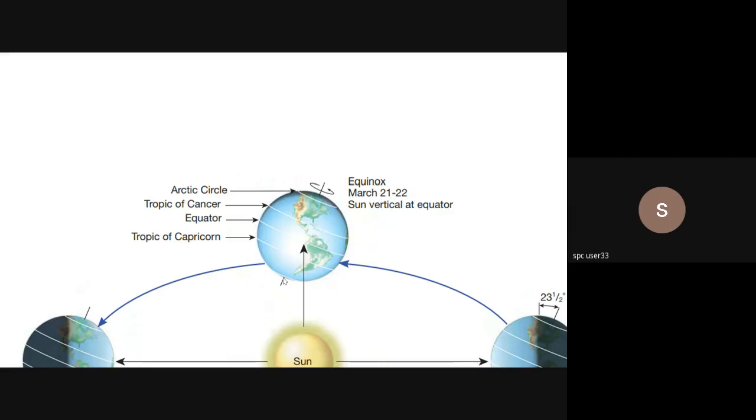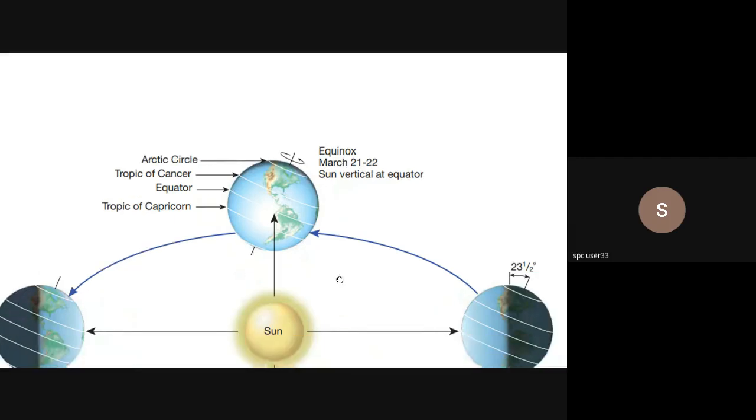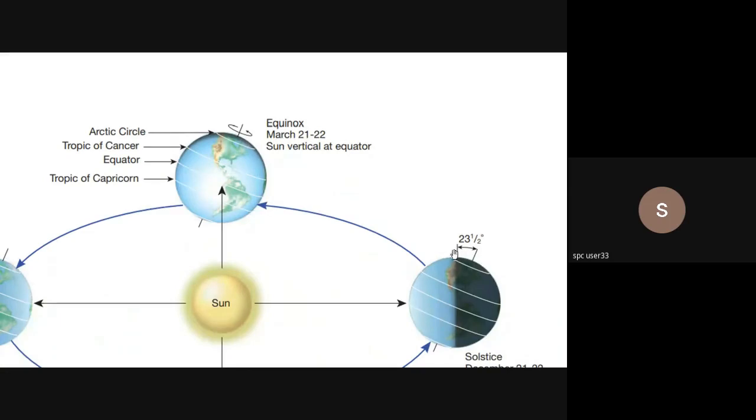Presently, this axis is 23.5 degrees. But let me tell you that climate change evidences have shown that it can fall down to 22 degrees. It can increase to 24 degrees. Presently, it is 23.5 degrees, let me tell you. So you see here that this angle to the vertical is 23.5 degrees.